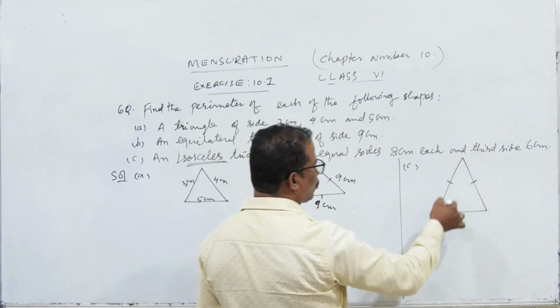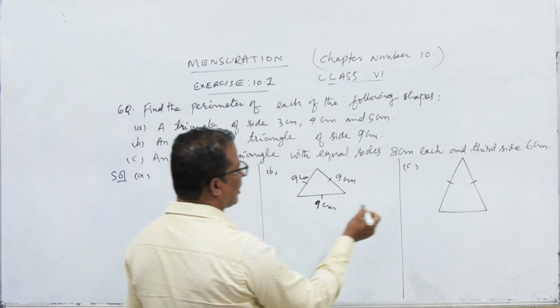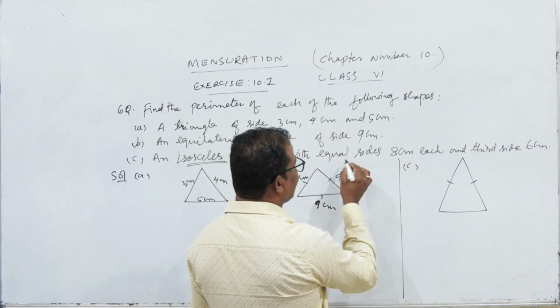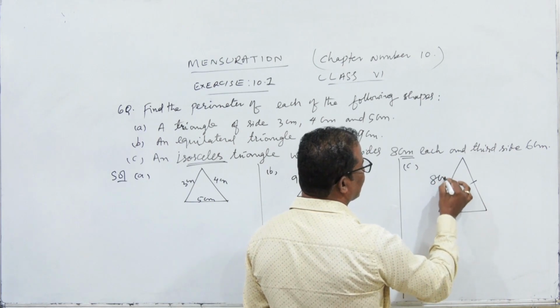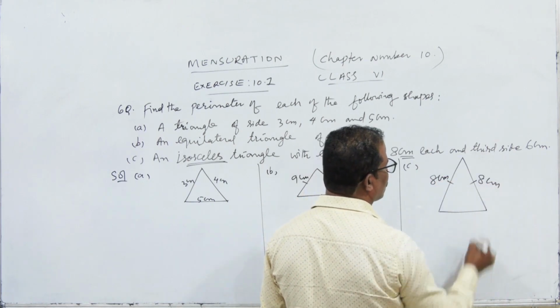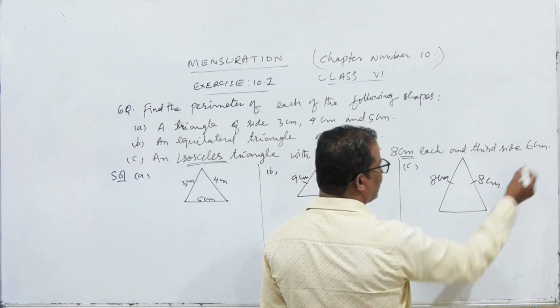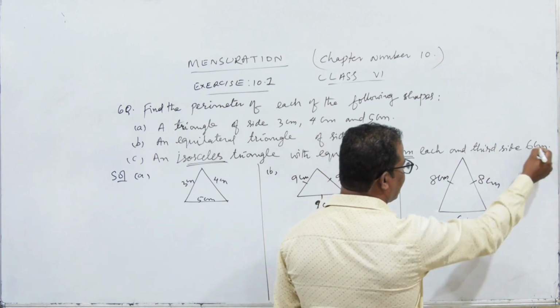So we may take these two sides are equal for the isosceles triangle, and it is given that each equal side is 8 centimeter. That means this side is also 8 centimeter and this side also 8 centimeter, and the third side is how much? 6 centimeter, it is given.